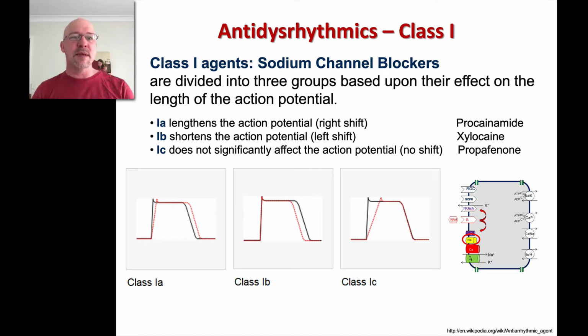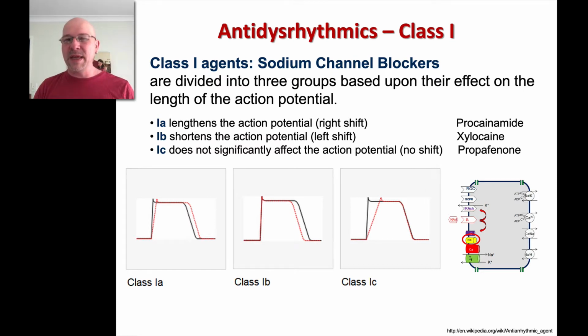So antidysrhythmics, the class 1 agents are the sodium channel blockers. And you can see on the diagram here, class 1A lengthens the action potential, so it shifts everything a little bit right. Class 1B shortens the action potential, so it shifts everything a little bit left. Class 1C prolongs the actual phase 0, but everything else catches up, so there isn't really a big difference. And the classic agents in each of these, so class 1A is procainamide, class 1B is xylocaine or lidocaine, depending on where you're from, and propafenone is a class 1C.